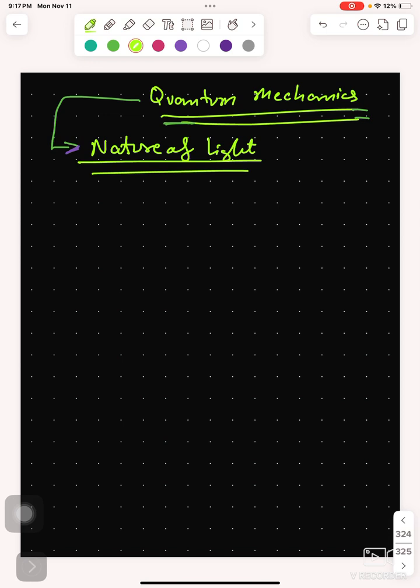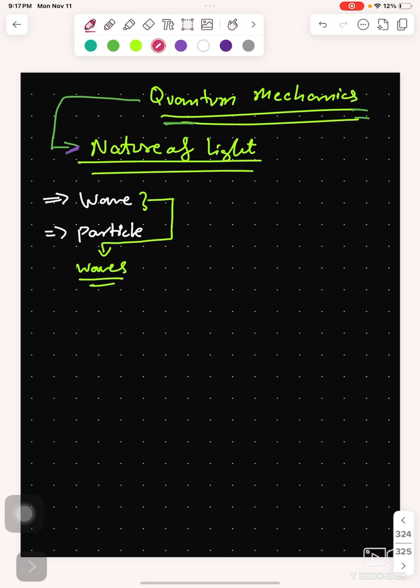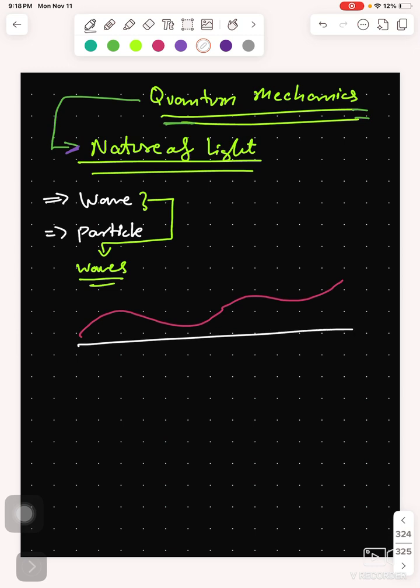Okay, we know that the nature of light is in two forms. One is wave, and the other one is particle. And what are waves? Light moving in the form of oscillations.